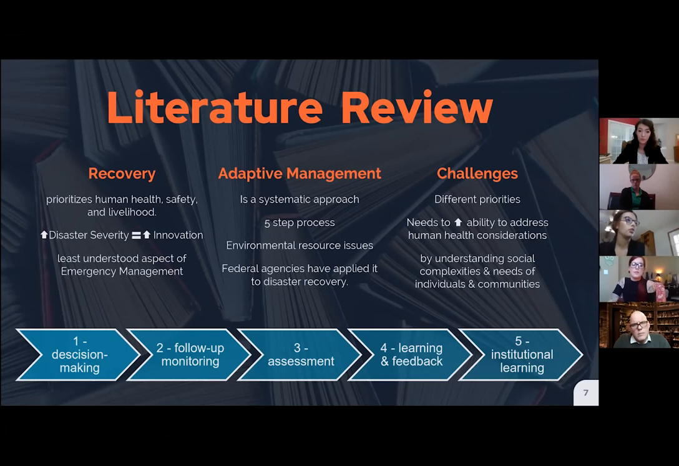The chief operating officer at the Department of Interior recognizes these challenges as she notes that we can look towards the field of sociology to increase adaptive management human health considerations. Due to this, I reviewed literature on the rational action theory, resilience activation framework, and protective action decision model to give informational context on social complexities.